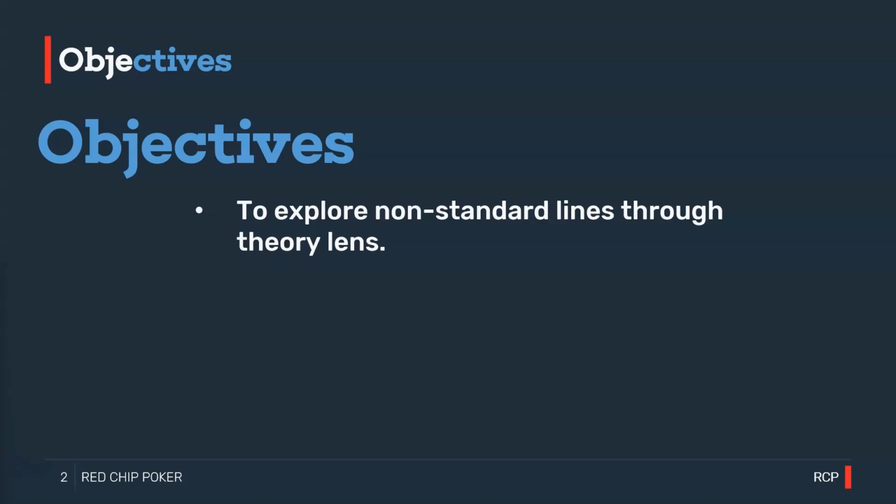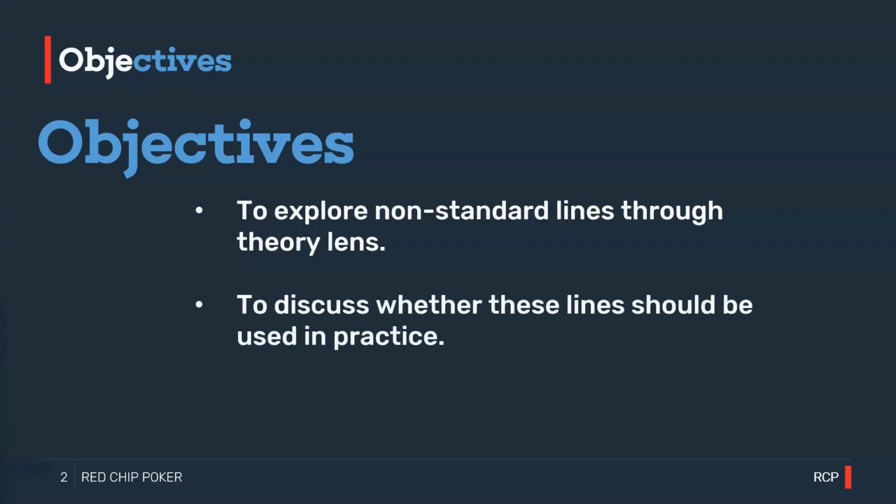Simple example could be donk bet flop. Many players go through their entire career never donk betting the flop, but when we run theory models on flop donk bet, we see there are situations where it's correct for the defender to donk bet with a very high frequency. But it's one thing to understand whether these lines exist in theory and in what situations. In this course, we'll also discuss whether these lines should be used in practice.